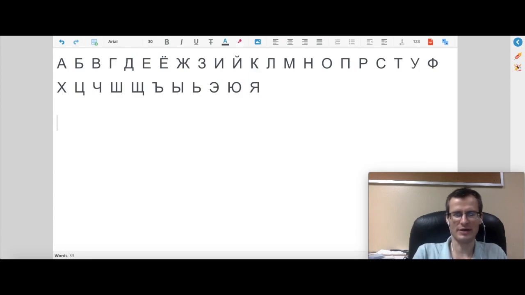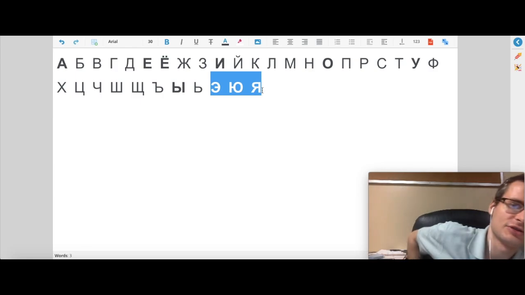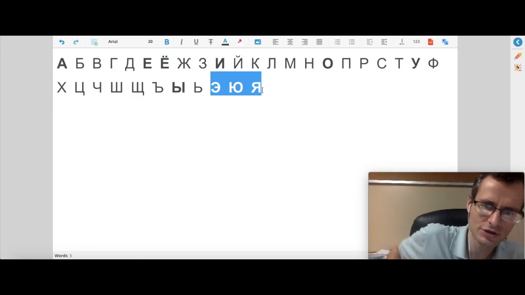I tried to be very obvious, but anyway, let me tell you what they are. So they are А, Е, Ё, И, О, У, Ы, Э, Ю, Я. So these are the 10 vowels of the Russian language.